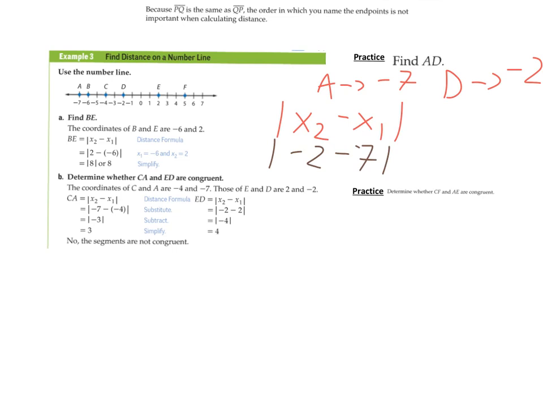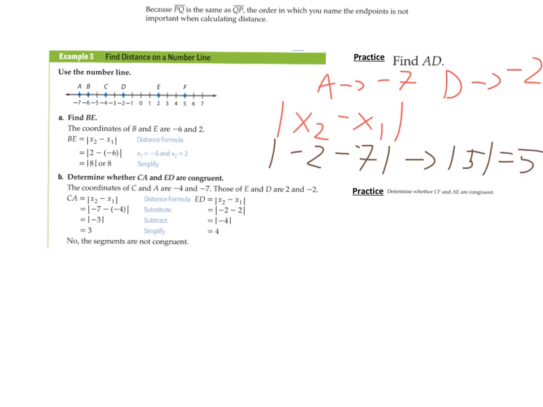Well, -2 minus -7, that's the same as -2 plus 7. Gives us the absolute value of 5. Absolute value of 5 equals 5. There are 5 points. There's a distance of 5 existing between A and D. And again, folks, I know some of you are looking at the number line. Well, -7, -2, there are 5 points between them. I get it. We're just showing it out algebraically.